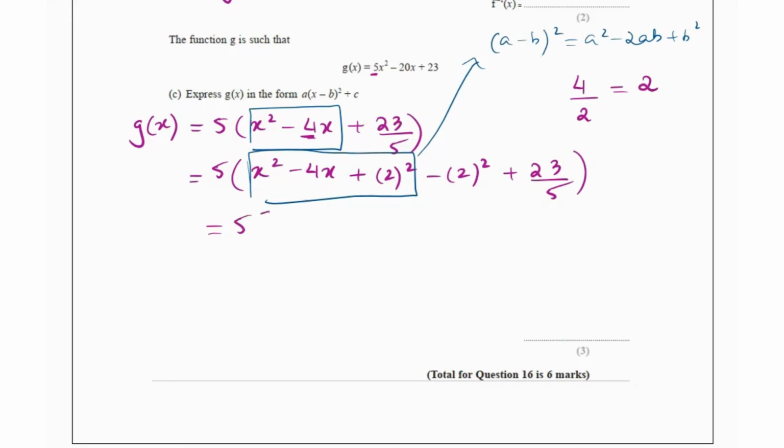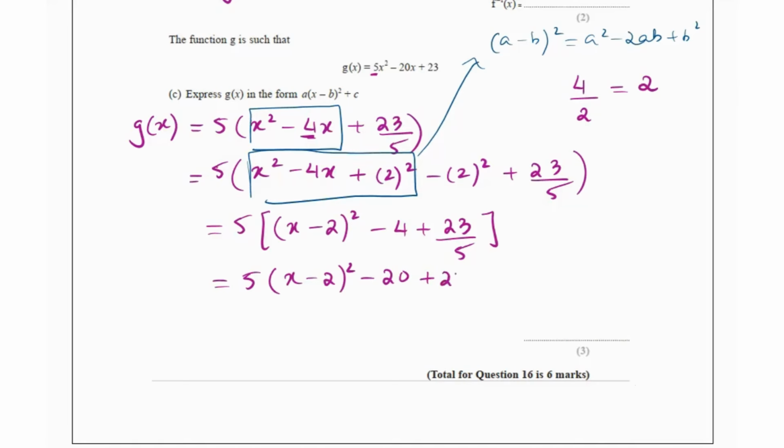So now we can rewrite that as x minus 2 square. This minus 4 comes outside this bracket along with the 23 over 5. Now we multiply the 5 with the numbers in these brackets. So we just write it with the bracket as it is, because that's what the question is asking us to do. 5 times 4 is 20. 5 times 23 over 5 is 23. So 5 times x minus 2 whole square plus 3 is your equation in completing square form.